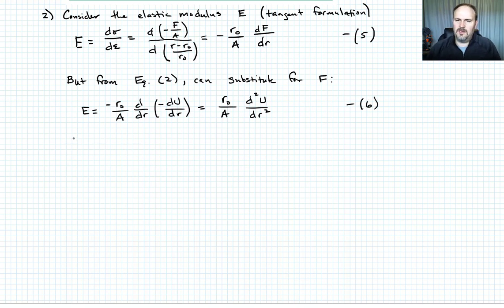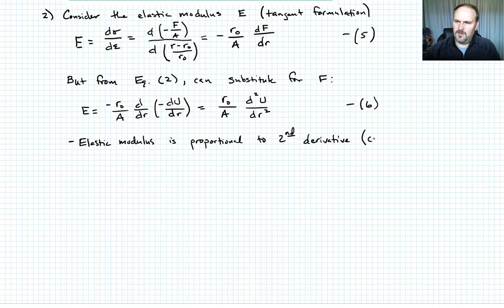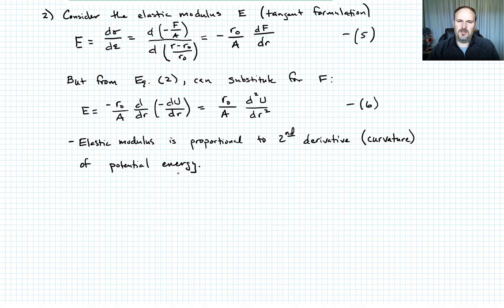So what does that tell me? That says that the elastic modulus is proportional to the second derivative of the potential energy curve. Okay? And remember that the second derivative is also related to the curvature of the potential energy. So we have two features now. Melting temperature and elastic modulus are intrinsically linked to the bond potential energy curve.